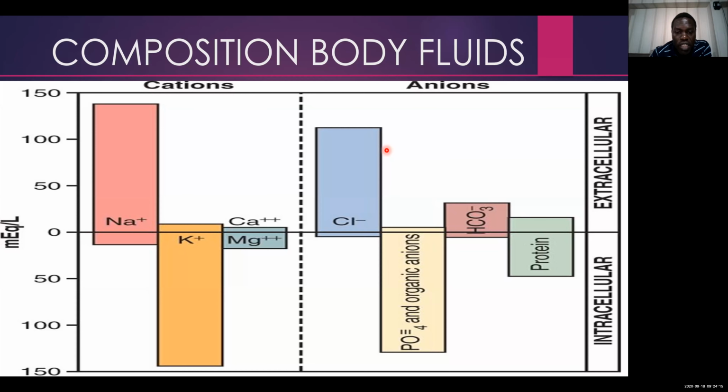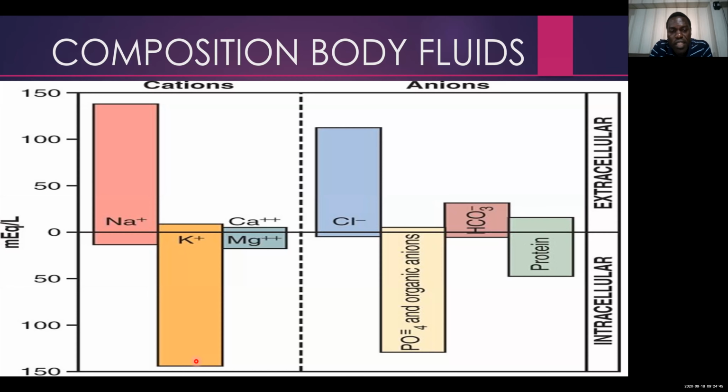Anyone? The main intracellular cation is which one? Can I try? Yes. Potassium ion. Yes, potassium. So potassium is the main intracellular cation. I want you to get that right.